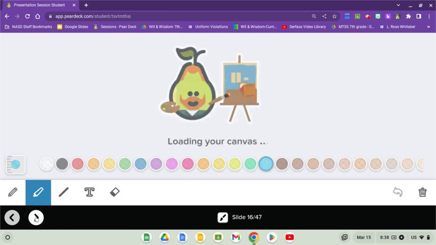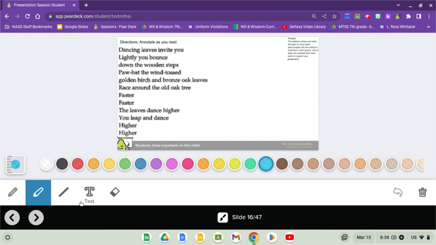Slide 16. Dancing leaves invite you. Wow. Dancing in this case is being used as an adjective. It's called a present participle. Repeat after me. Present participle. Past participle. Present participle. Past participle. And that takes a verb like dance, like to dance, right? I think bailar, right? And it turns it into an adjective. Dancing leaves, and then we have our verb, invite you. Lightly you bounce. Well, bounce is our verb, so lightly is going to be our adverb.